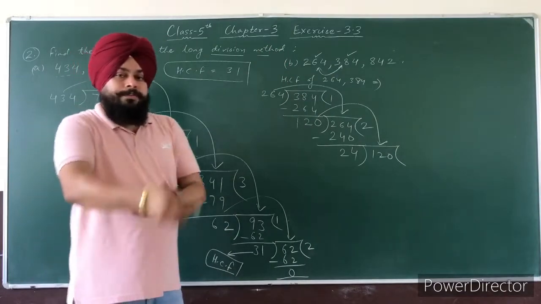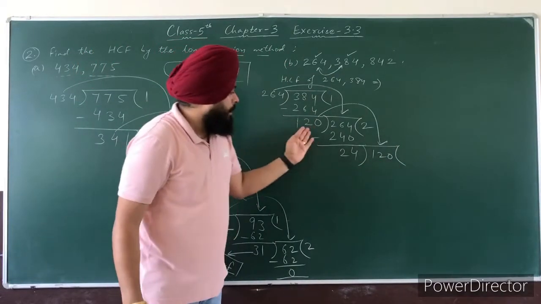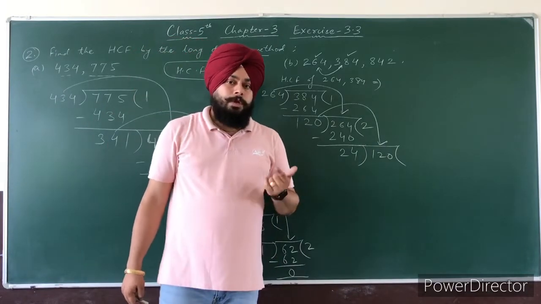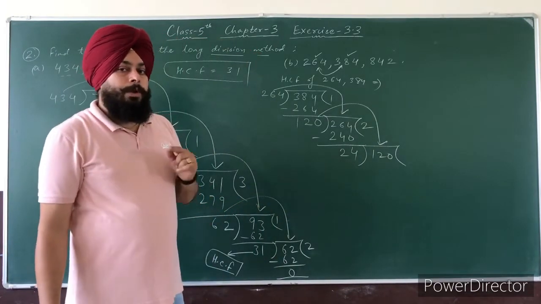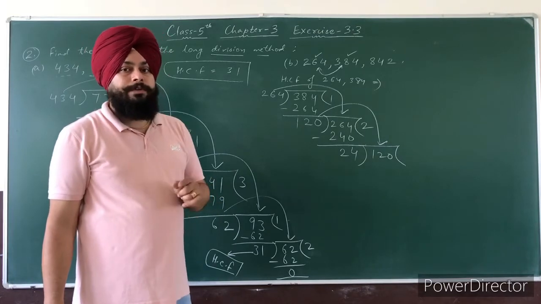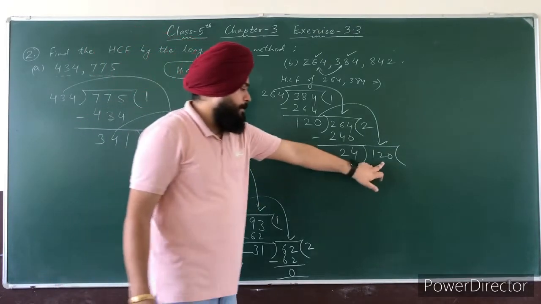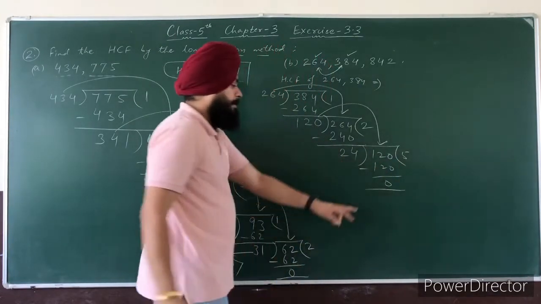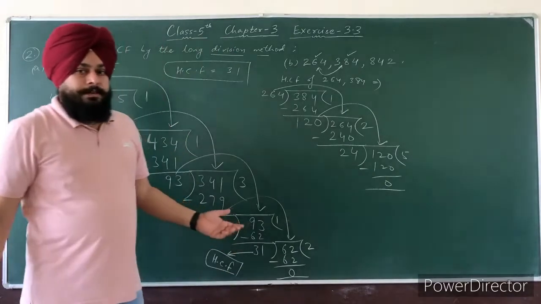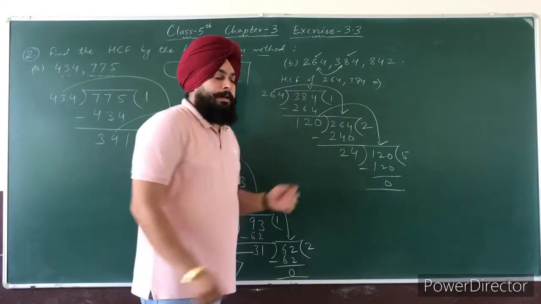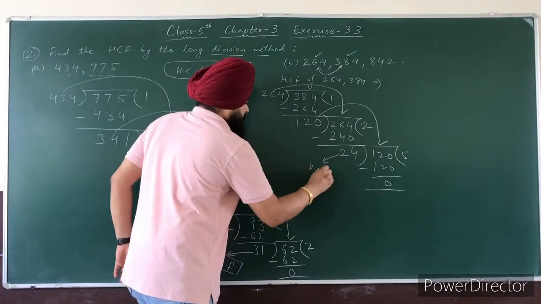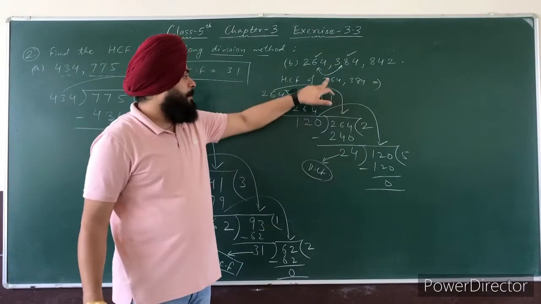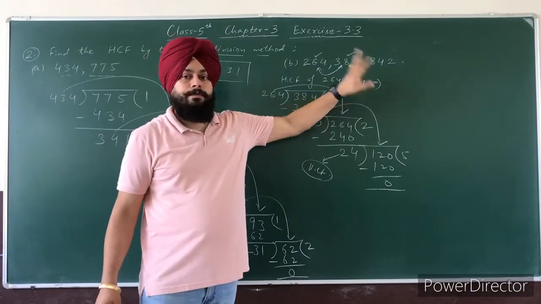ठीक है, जो आपका प्रीवियस डिवाइजर होगा उसको आप लिखोगे डिविडेंड 120. Now 24 ones are 24, 24 twos are 48, 24 threes are 72, 24 fours are 96 and 24 fives are 120. So you can see here 24 fives are 120. So remember this is our 0. So now which is the HCF? The last divisor is our HCF. So 24 is the HCF of numbers 264 and 384.